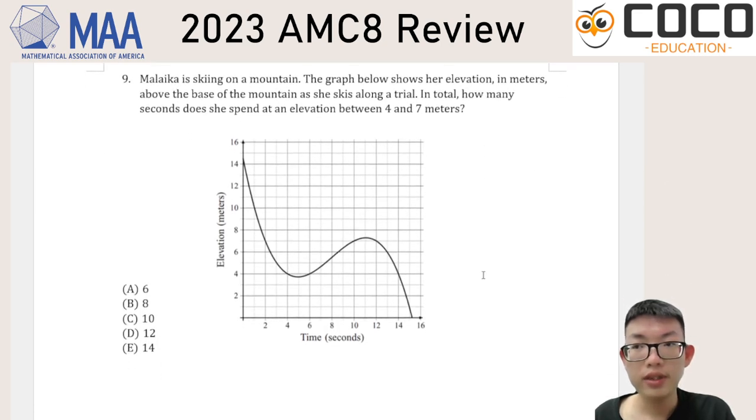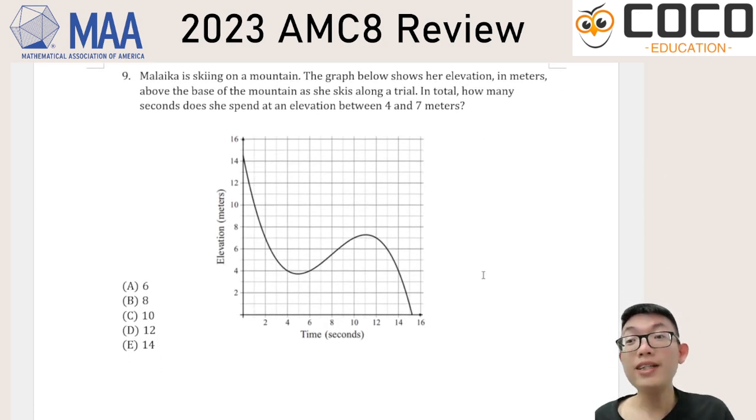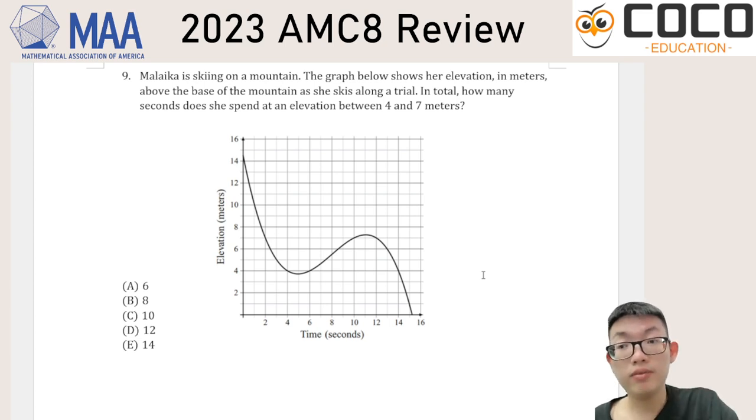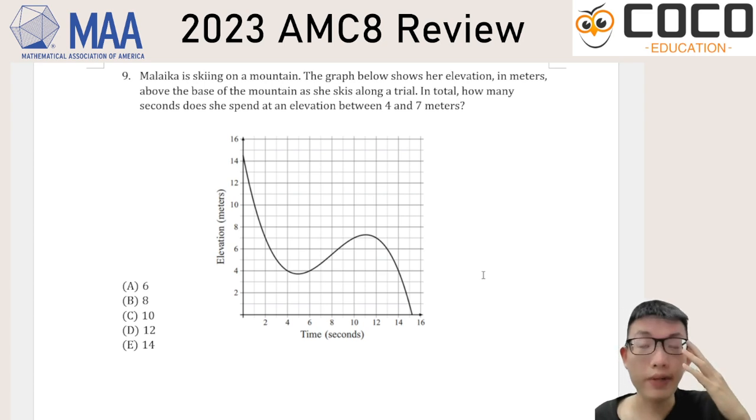Question 9. Malaika is skiing on a mountain. The graph below shows her elevation in meters above the base of the mountain as she skis along a trail. So this is an elevation time graph. In total, how many seconds does she spend at an elevation between 4 and 7 meters?